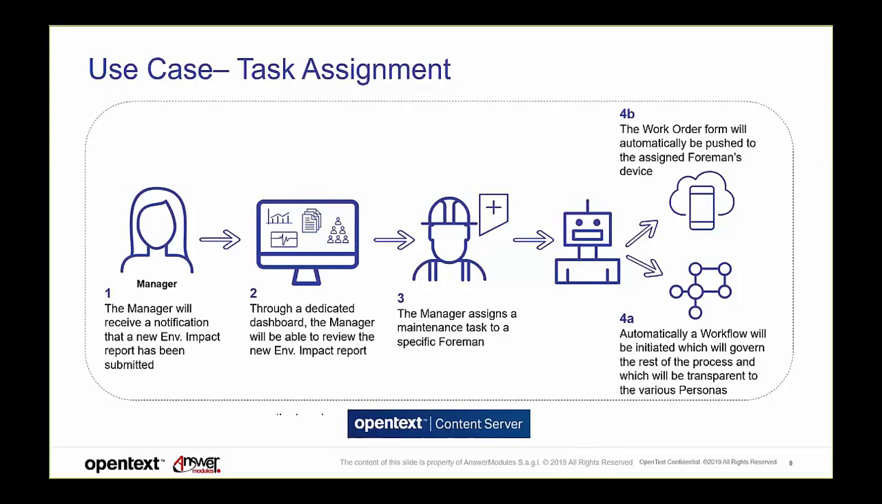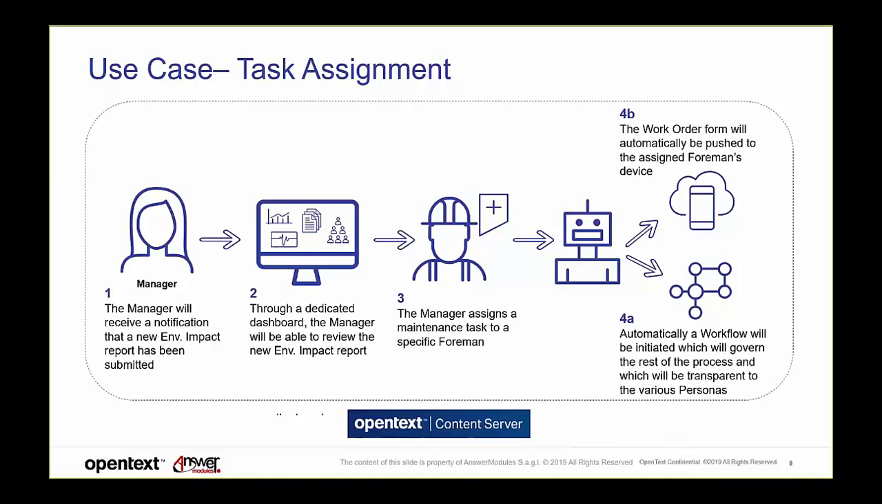So the manager has access to a dedicated dashboard on CSP, which she'll utilize to review the report. And from that dashboard, she'll also be able to directly assign a foreman to conduct that maintenance task. And just like we saw in the previous use case, an automation has also been implemented in this scenario. And in this case, it's an automation that's all happening within CSP.